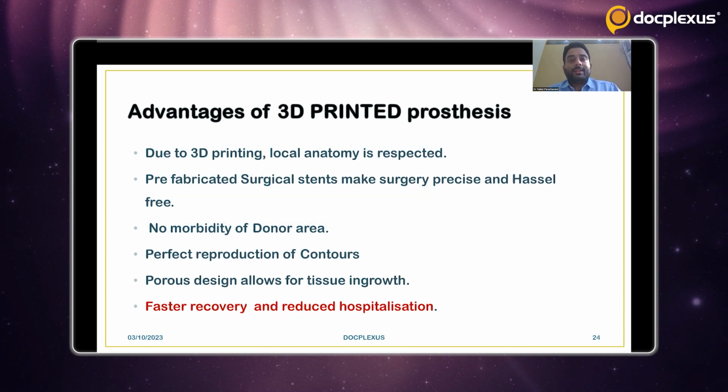So the advantages of 3D printed prostheses are that, due to 3D printing, local anatomy is maintained. The prefabricated surgical stents make the surgery precise and hassle-free. There is no morbidity of the donor area. There is perfect reproduction of contours. Porous design allows for tissue ingrowth, faster recovery, and reduced hospitalization.